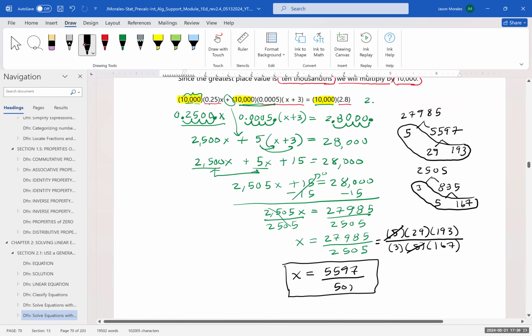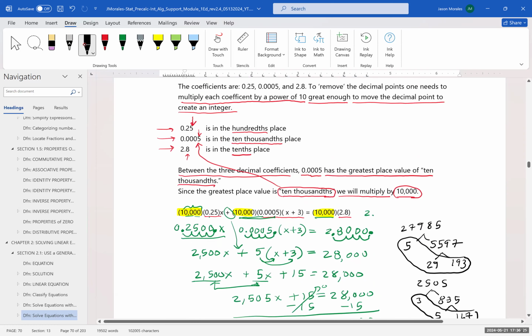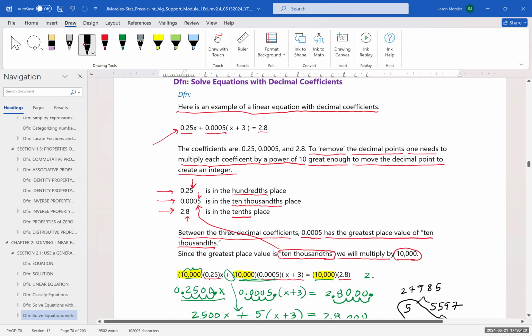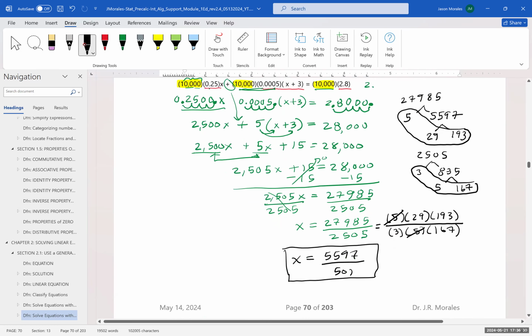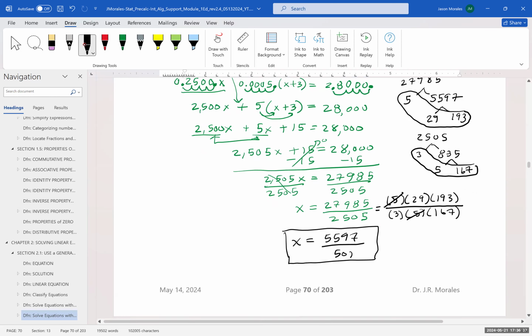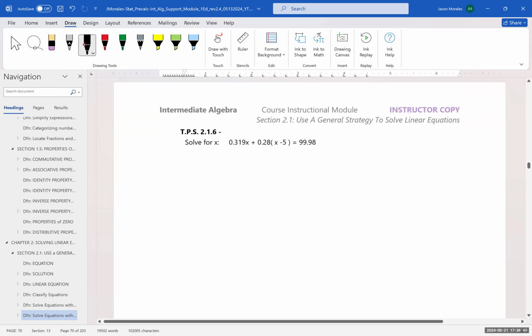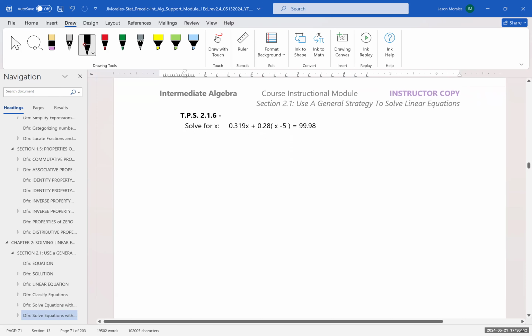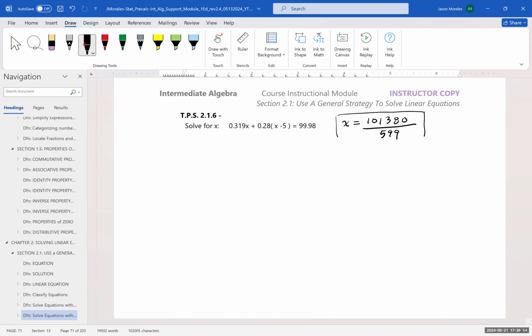All right. So that's how we solve equations with decimal coefficients, with a worked out example there. So try this think, pair, share on your own. This one on this page should come up with an answer of 101,380 all over 599. So give that a try and see if you can do it.